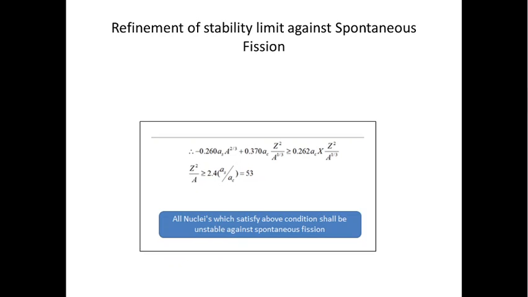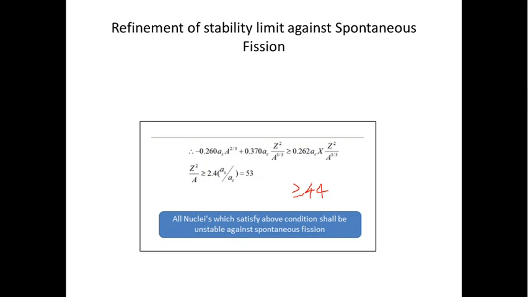Now the problem is this is a good figure which has been derived from the liquid drop model, but in actual practice the figure is around 44. This is slightly lower, which means all nuclei whose Z squared upon A is greater than or equal to 44 undergo spontaneous fission, or are not existing in this universe, because they have undergone spontaneous fission and they don't exist anymore. So you don't find elements whose Z squared upon A is greater than 44.